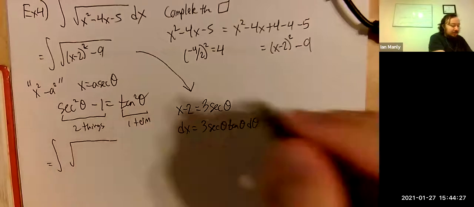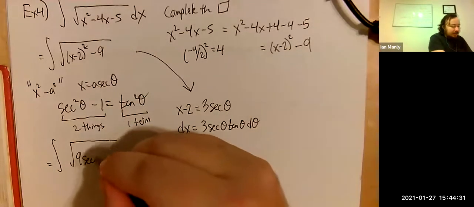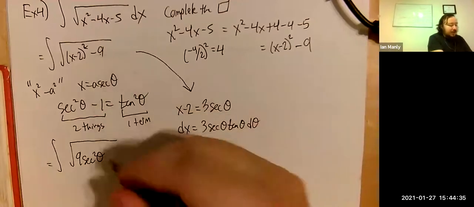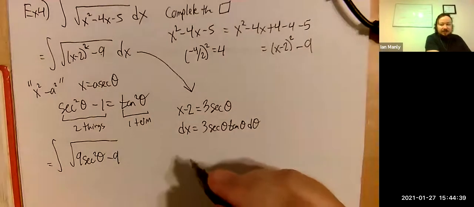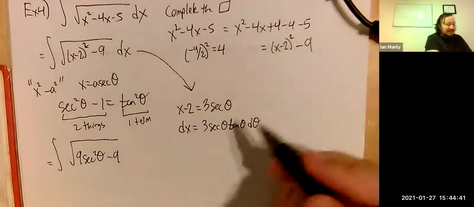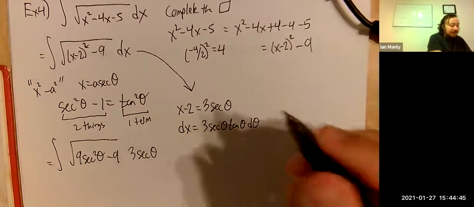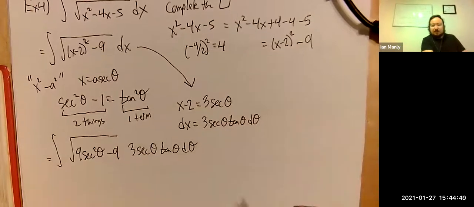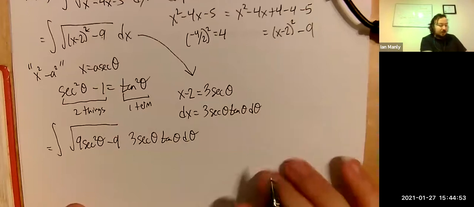So I have the square root of x minus 2 squared, so it's going to be 9 secant squared. And then I'm going to subtract 9. And we can't forget about our dx here. I just did forget about our dx. We need to put that in, and that's going to be 3 secant of theta, tangent of theta d theta. Okay, so this is going to be our new integral right here.